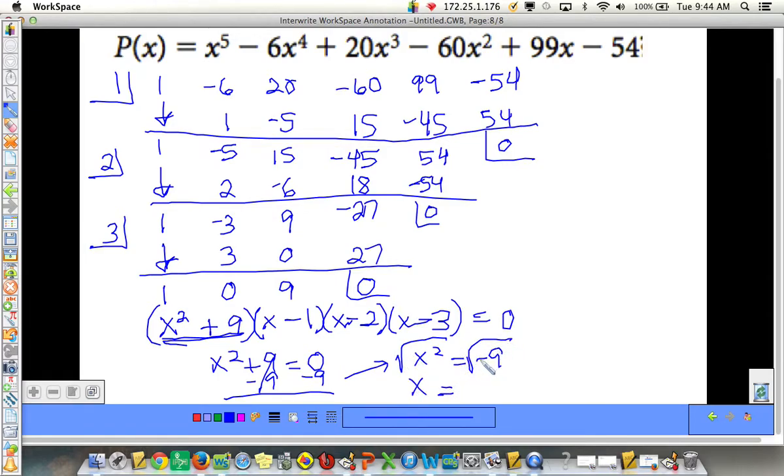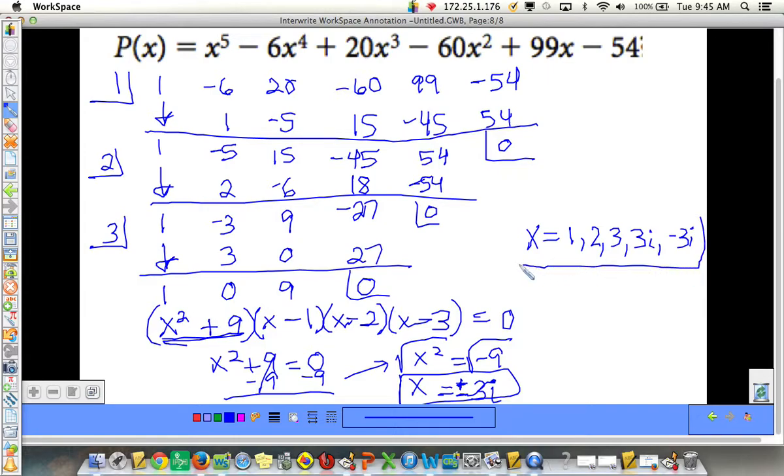The square root of negative 9, remember square root of 9 is 3. The square root of negative 1 is i. You get 3i, and that's plus or minus. Remember, both positive and negative. So your 5 zeros are 1, 2, 3, positive 3i, and negative 3i. And the degree was 5, and we ended up with 5 zeros. So that is it.